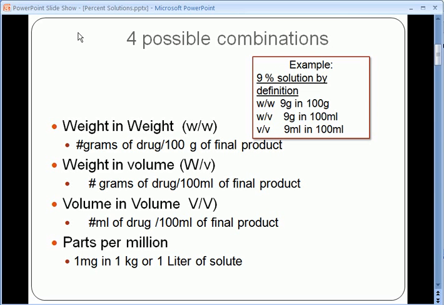liter of solute. And in terms of percent solution, by definition, a little example up here in the corner, a 9% solution by this definition would mean 9 grams in 100 grams. If you're doing weight in volume, 9 grams in 100 mLs, or volume in volume, 9 mLs in 100 mLs. These would all give you a 9% solution.